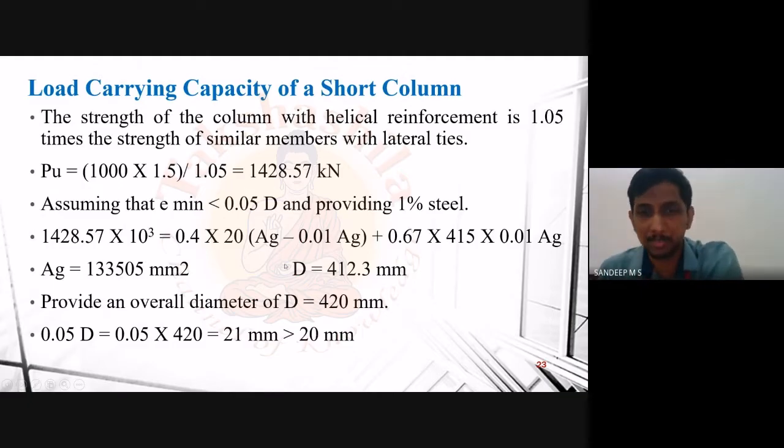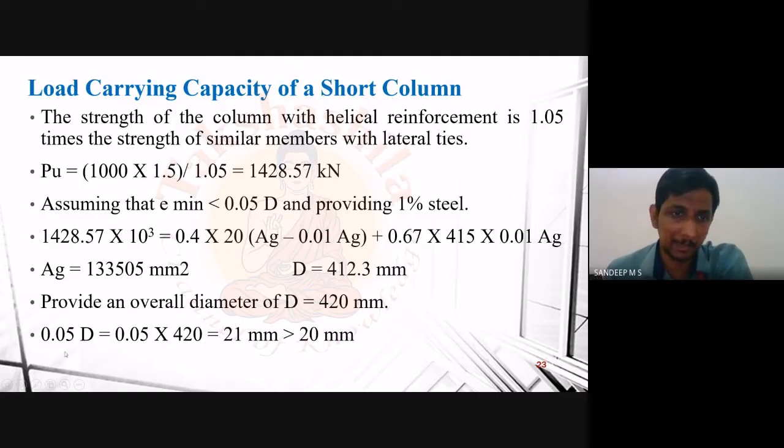From that, you just find out the d, and here they have mentioned it as 412.3 millimeters. That is what they are obtaining. So we are rounding it up. Since this is the diameter, we have to round it up. So provide an overall diameter of d is equal to 420 millimeters. So from 412.3, we have rounded up to 420 millimeters.